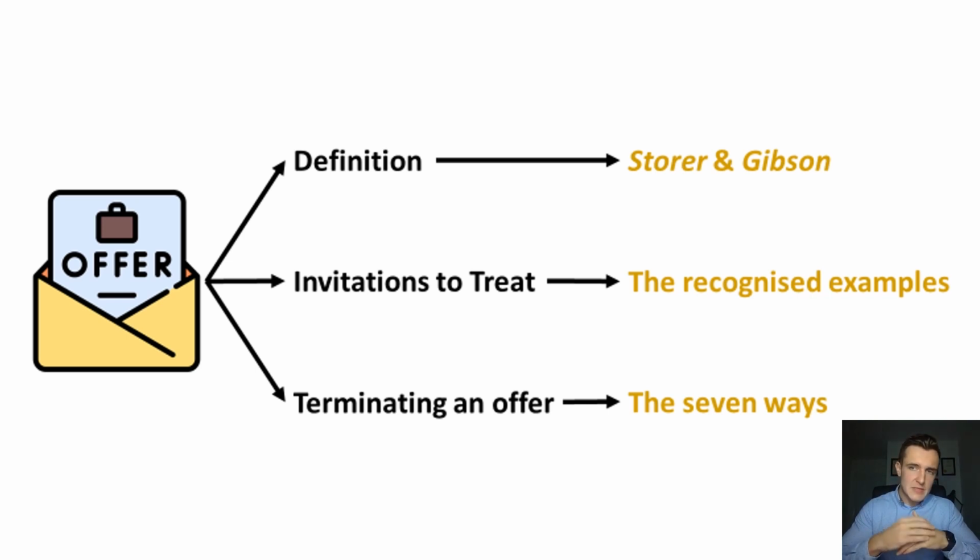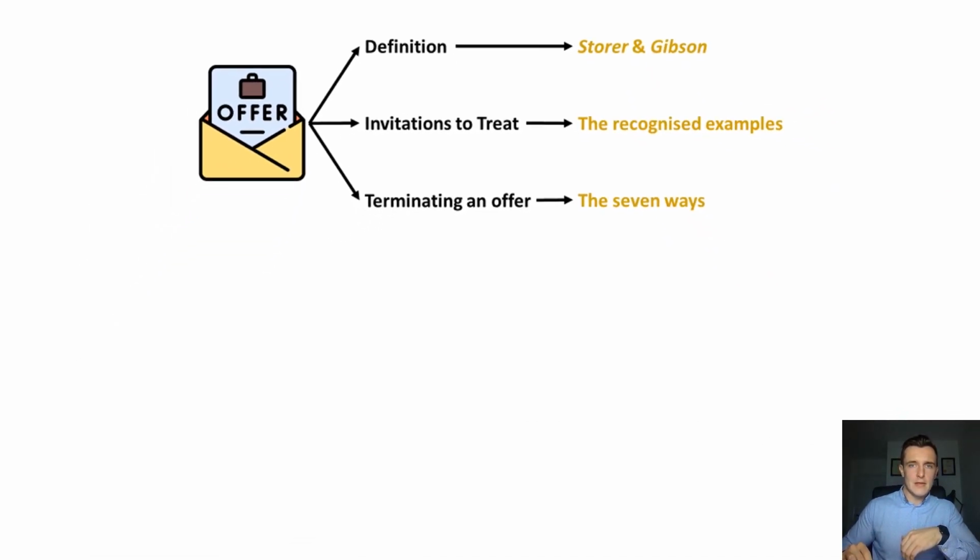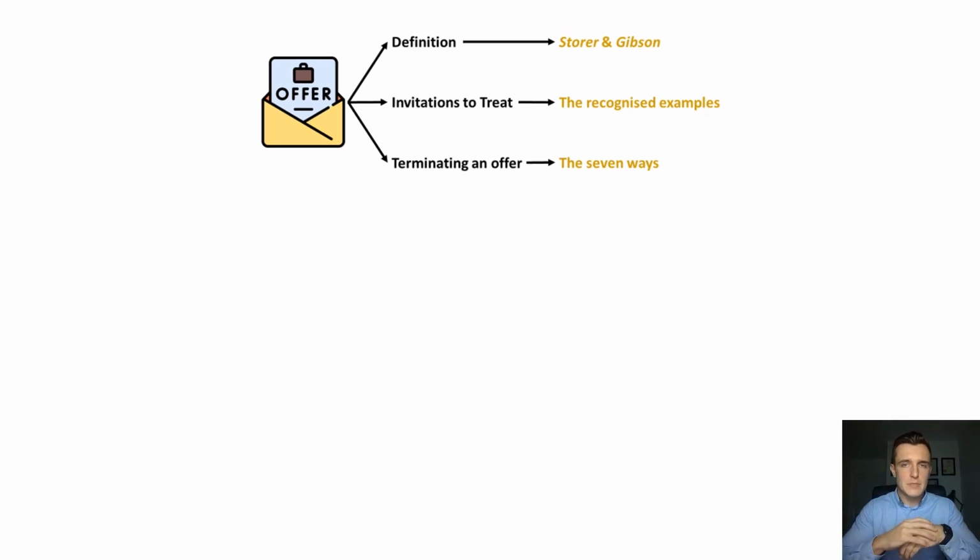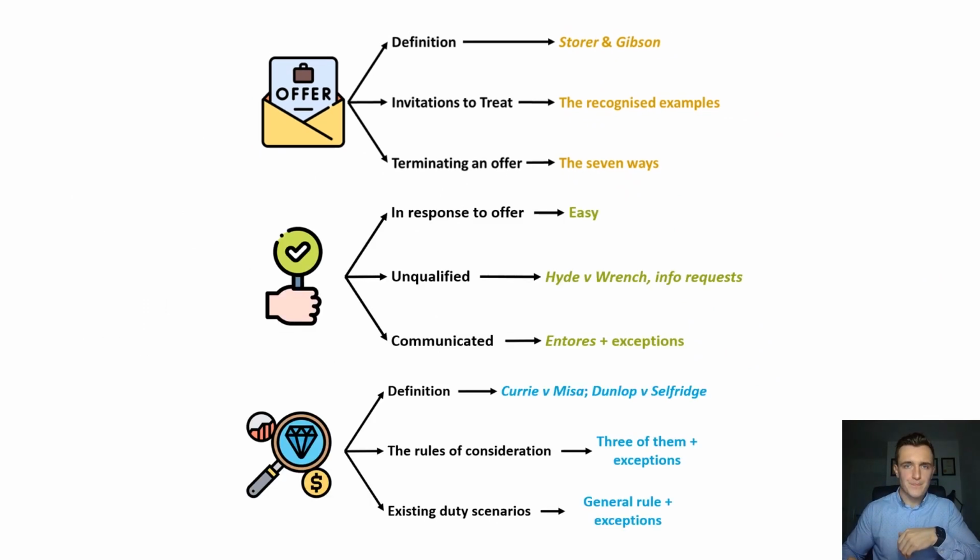We'll then look at invitations to treat. I'll talk you through the recognised examples, and then we'll look at terminating an offer. And those three things are the key things that you must know about the concept of an offer. You can break it down into much more detail than that, but it ultimately boils down to those three things. And where that becomes useful then is when you're revising this topic, and hopefully this little example starts to make some sense.